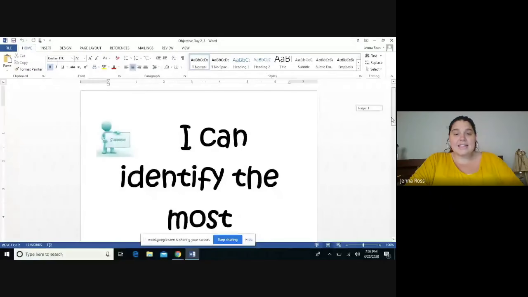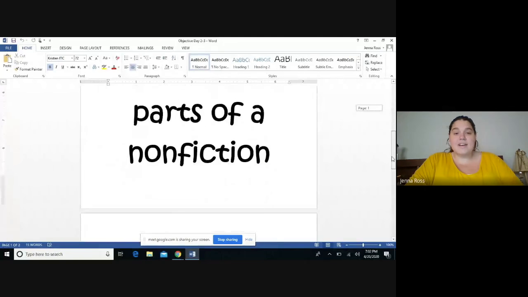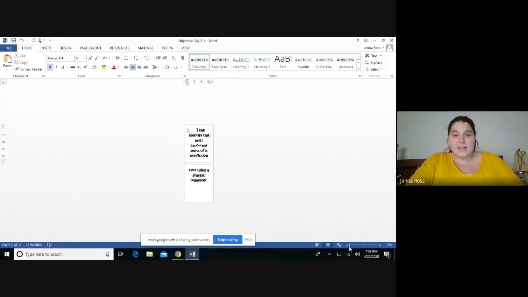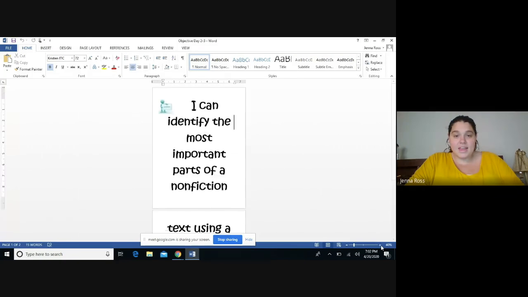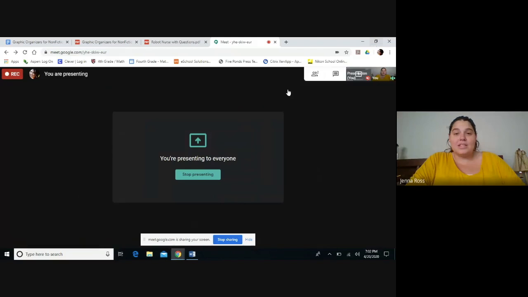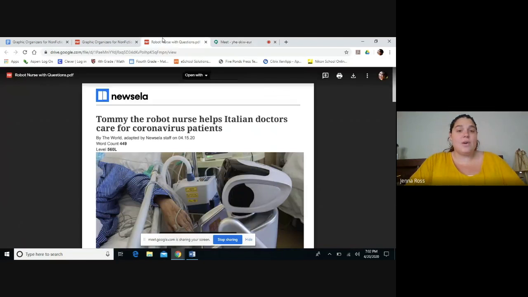Okay, so your objective for today is: I can identify the most important parts of a nonfiction text using a graphic organizer. Sorry about that. So again, it's really important that you talk about the most important parts. That's really what I want you to hone in on, okay? Most important parts of a story using a graphic organizer.